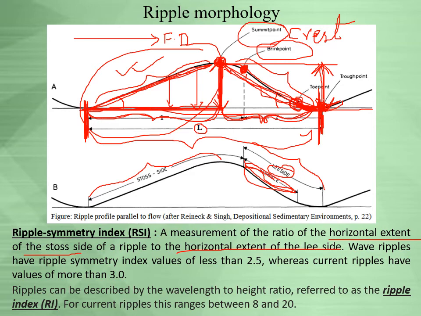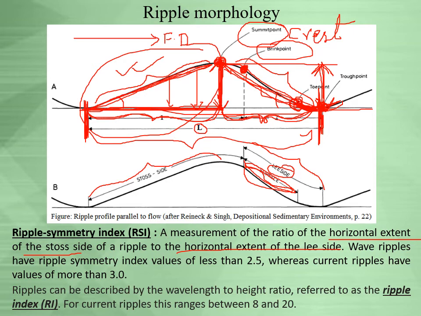Now mathematically, when the ripple symmetry index value is between 1 and 2.5, up to 2.5, those are considered wave ripple or symmetric ripple. And above 2.5, that is, where the ripple symmetry index value is greater than 3, those ripples are considered current ripple. Why these values are considered for symmetric ripple up to 2.5, I will discuss later.